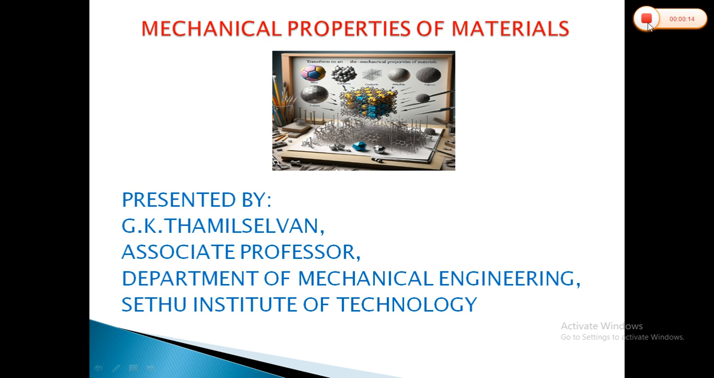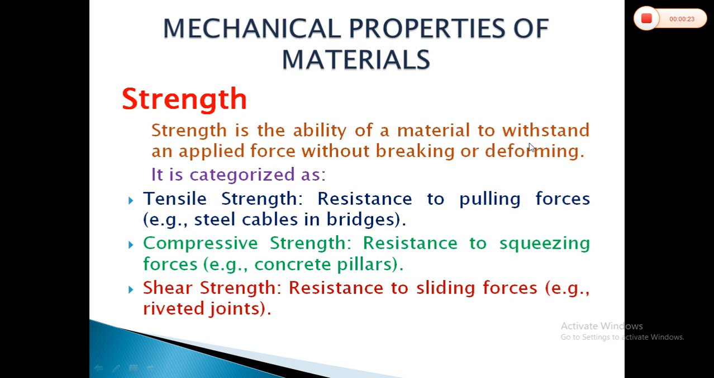Today we are going to see the various mechanical properties of materials. Normally, mechanical properties describe how materials respond to external forces such as stress, strain, and deformation. These properties are critical in engineering and design to ensure materials perform as expected under specific conditions. Below are detailed explanations of various mechanical properties along with examples.